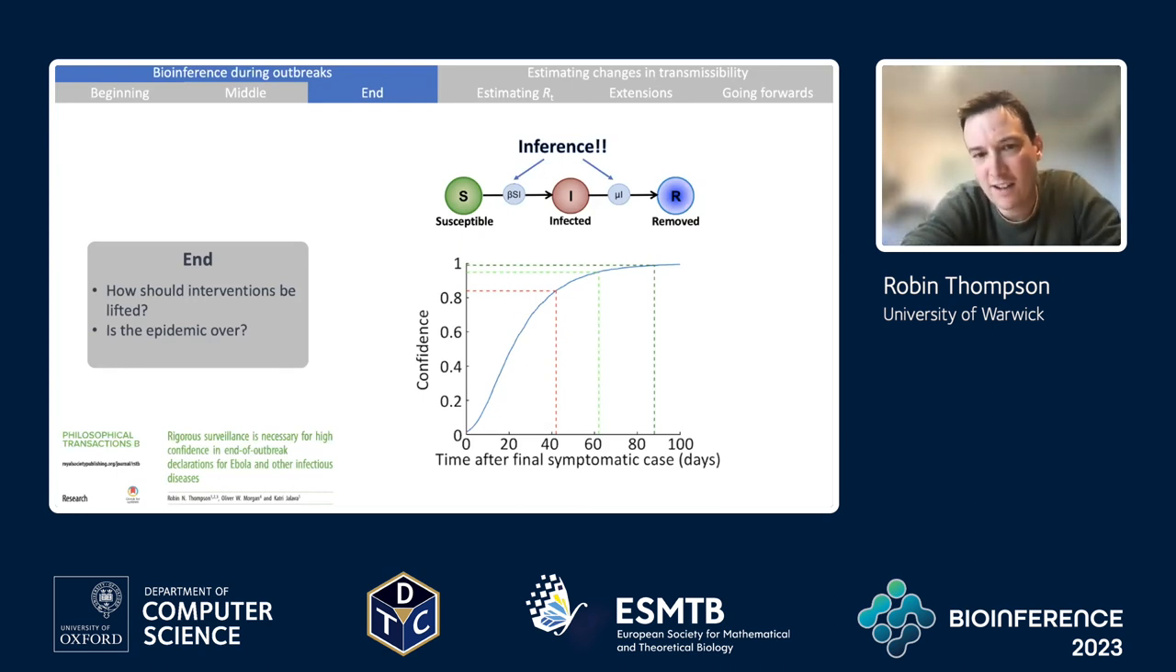The key thing again is that this graph here depends absolutely critically on characteristics of transmission of the pathogen. So again, pathogen transmissibility, how the pathogen is spreading. And so in order to be able to estimate the confidence that an Ebola outbreak is over, inference is exceptionally important. You need to be able to infer the parameters of your epidemiological model that govern transmission.